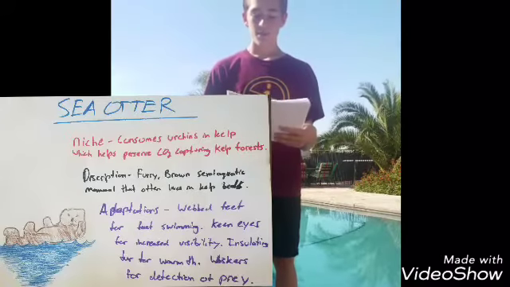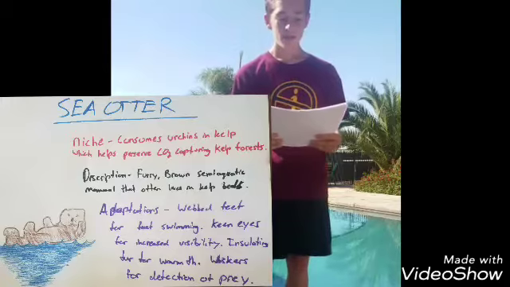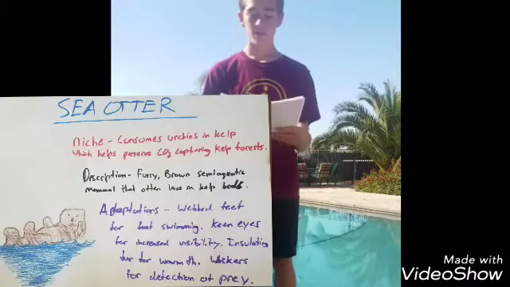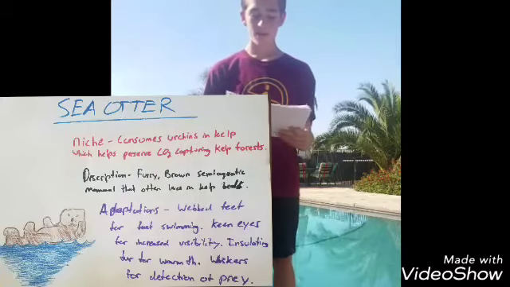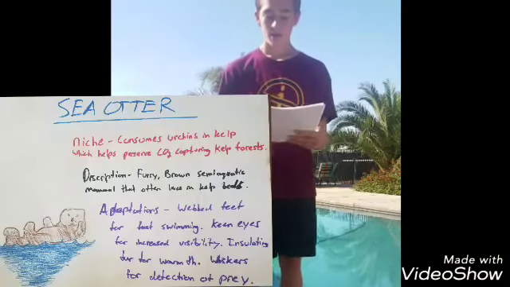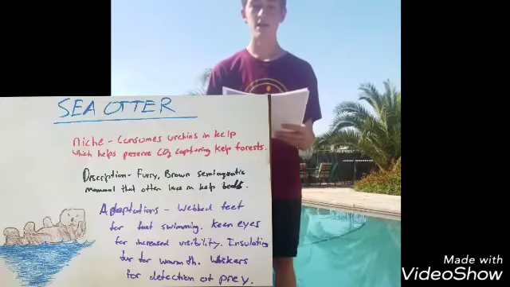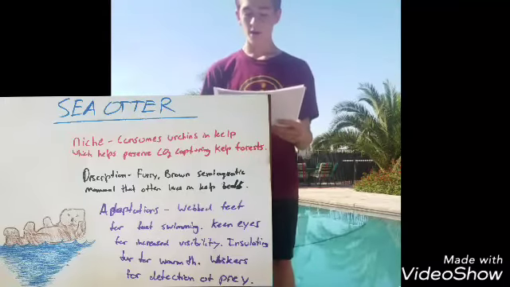Sea otters are furry, brown, semi-aquatic mammals that often live in kelp beds. They are consumers of urchins and kelp, and they help preserve the CO2 capturing kelp forests. They have adapted to living in the ocean by developing webbed feet for fast swimming, keen eyes for increased visibility, and also insulating fur for warmth in the cold water. They also have whiskers to detect prey.